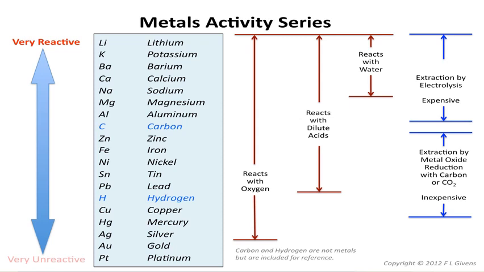Metal activity series for displacement reaction. It shows the reactivity of different metal elements from top to bottom, most reactive to least reactive respectively. Lithium, potassium, barium, calcium, sodium, magnesium and aluminum are the most reactive metals. At the bottom there are the least reactive metals. This activity series helps in displacement reactions.